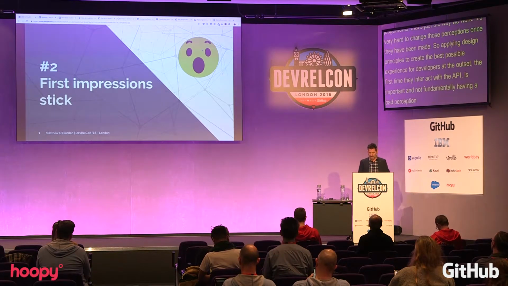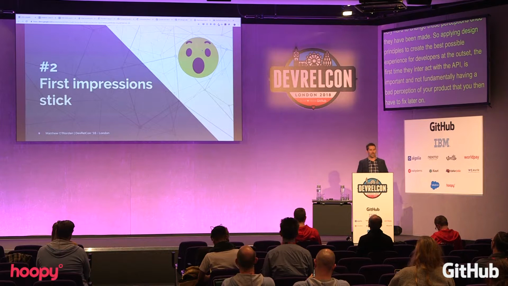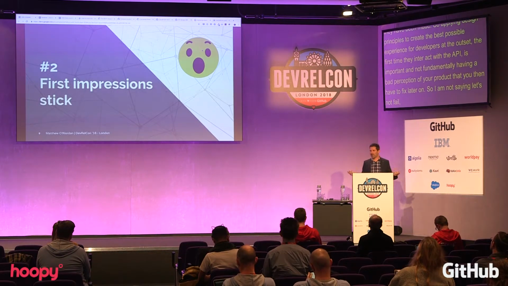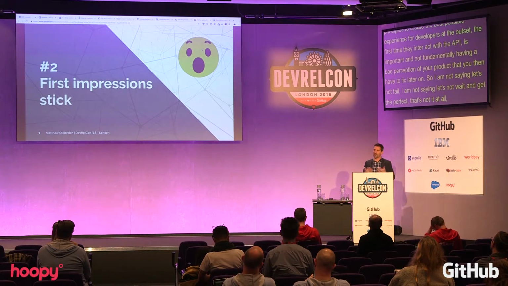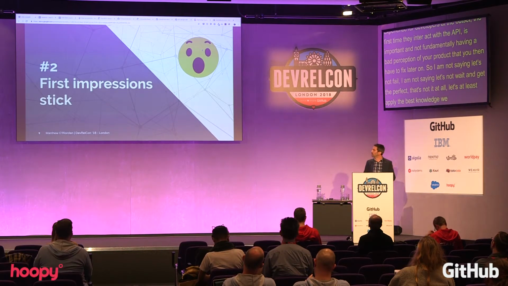and not fundamentally having a bad perception of your product that you then have to fix later on. So, I'm not saying let's not fail. I'm not saying let's wait and get it perfect. That's not at all. It's just, let's at least apply the best knowledge we can when we're designing APIs and get it as good as possible.